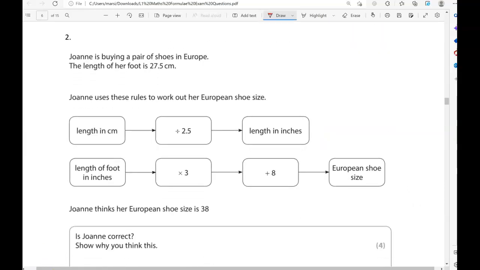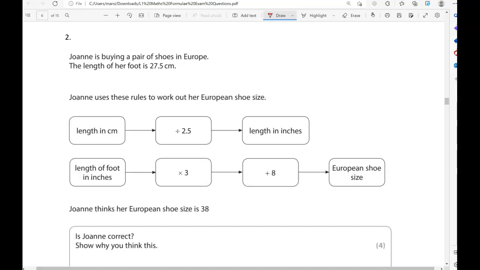Joanne is buying a pair of shoes in Europe. The length of her foot is 27.5 centimeters. Joanne uses these rules to work out her European shoe size. Length in centimeters divided by 2.5 gives the length in inches. Length of foot in inches times 3 add 8 gives the European shoe size. Joanne thinks her European shoe size is 38. Is Joanne correct? Show why you think this.